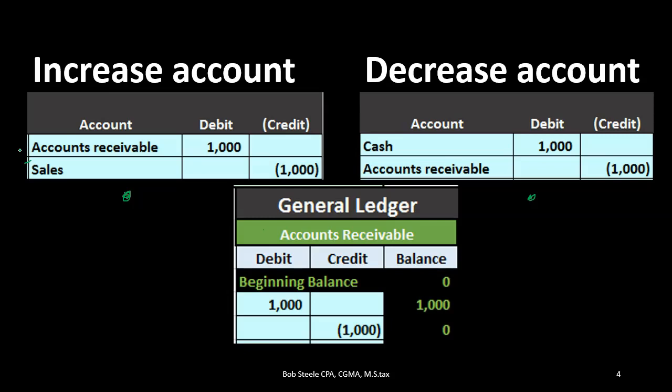We can't recognize those sales. So that's why, when there's an increase in accounts receivable, we actually need to decrease it from net income to get it to a cash basis.